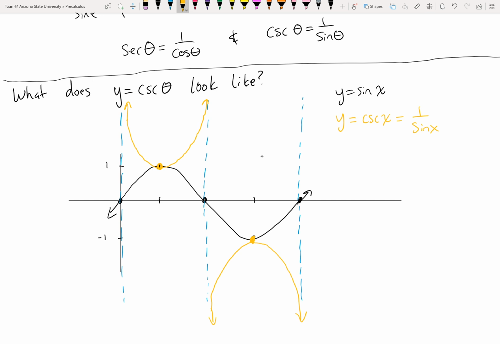So what I expect you guys to graph on your own is the gold. You don't have to graph the black sine function, just graph the yellow cosecant function.